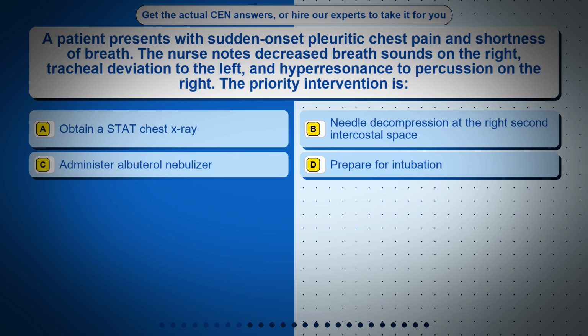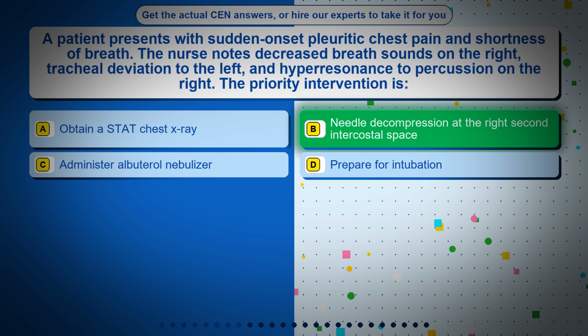Question 8. A patient presents with sudden onset pleuritic chest pain and shortness of breath. The nurse notes decreased breath sounds on the right, tracheal deviation to the left, and hyperresonance to percussion on the right. The priority intervention is Option A. Obtain a stat chest X-ray. Option B. Needle decompression at the right second intercostal space. Option C. Administer albuterol nebulizer. Option D. Prepare for intubation. The correct answer is Option B, needle decompression at the right second intercostal space.